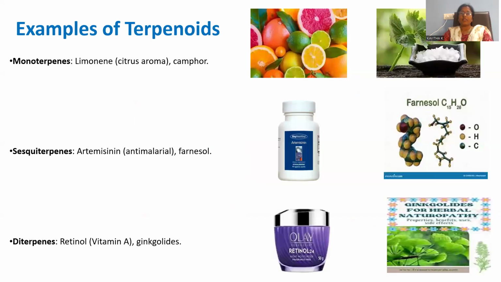Let's go with the examples related with the terpenoids, right? Monoterpene. This classification we have already gone through. We are going for examples now, right? Limonene, in all citrus fruits. So many kinds of citrus fruits are available. All these materials are called the citrus family. You can find orange, you can find lemon. All these materials that give that sour taste belong to the limonene family.